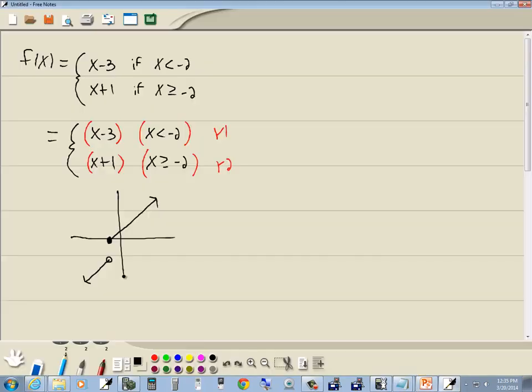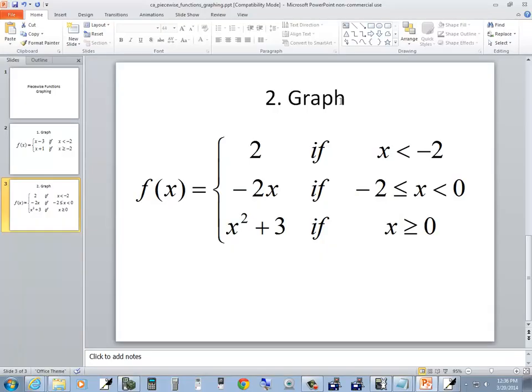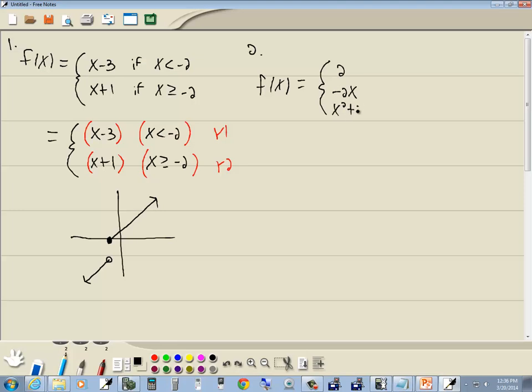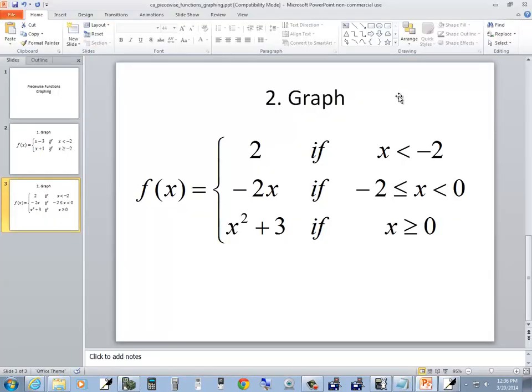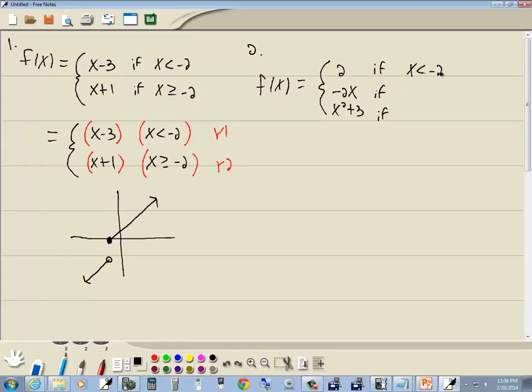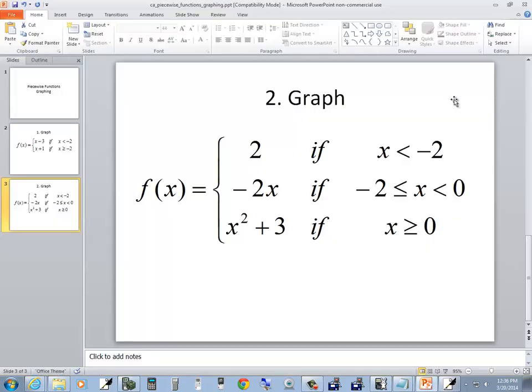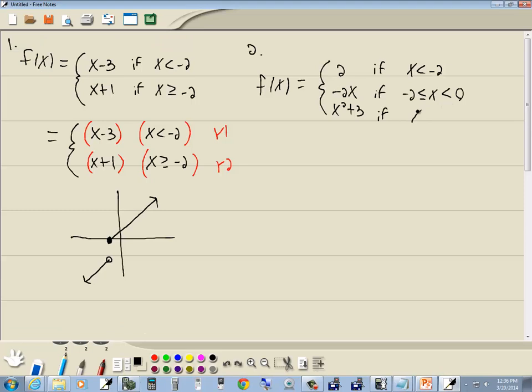Let's look at this next one. This is our first problem. Second problem, we got f of x is equal to 2, negative 2x, x squared plus 3, if x is less than negative 2, negative 2 is less than or equal to x is less than 0, and x is greater than or equal to 0.